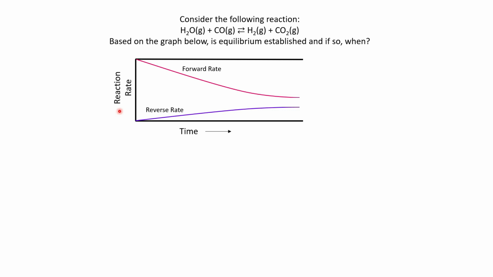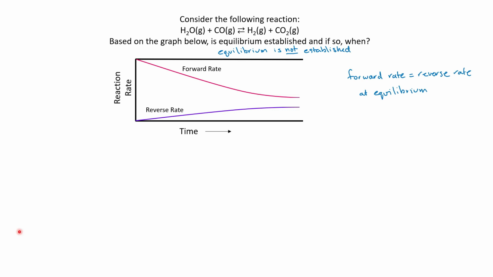What must be true of reaction rates for equilibrium to be established? Our forward rate must equal our reverse rate if we are at equilibrium. Looking at this graph, we can see our forward rate is going down as we would expect. Our reverse rate is increasing, but do they come together? Are they equal at any point in this graph? They are not equal at any point in this graph. It looks like they do start to level off here, but they have not yet come together. They are different rates. So for this question, equilibrium has not been established.